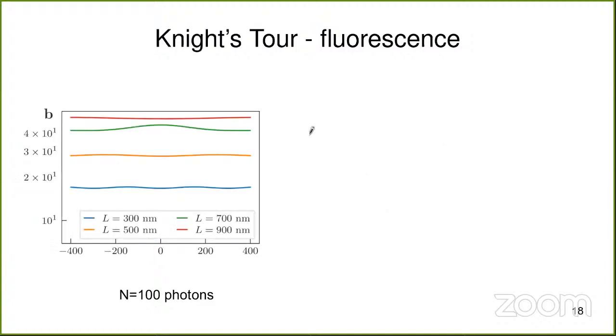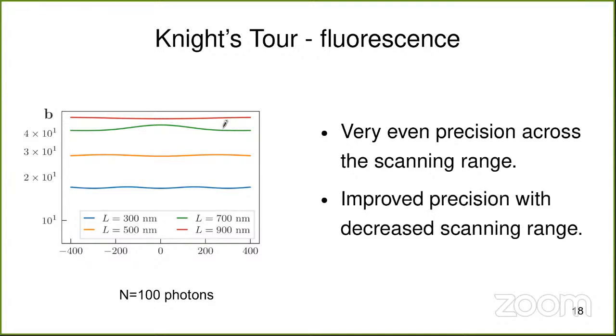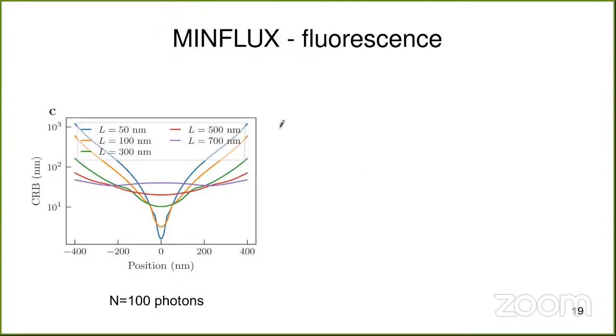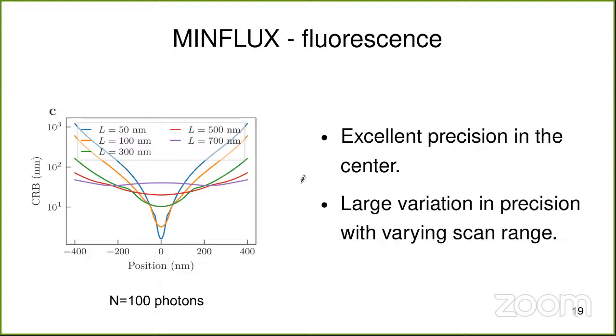For the Knight-Stuart method, we see a very even precision, so it's almost constant over the scanning range. But again, we see that as we make the scanning range smaller, we get an improved precision. Now for min-flux, we see there is an excellent precision in the middle, around 2 nanometers for a small scanning area. However, as we move outward, the precision gets much worse. We also see that there's a very large variation. As you can see, there's order of magnitude variation as you change the size of the scanning area.